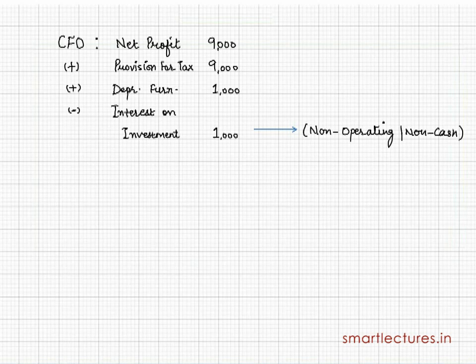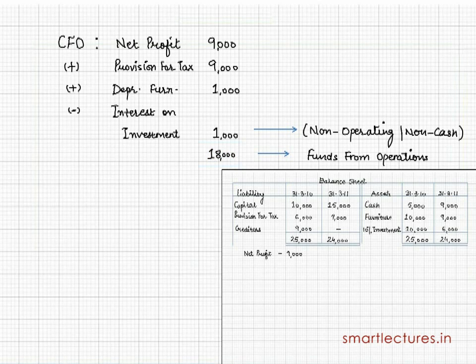I will have to deduct it from the net profit. So minus interest on investment rupees 1,000. So total 18,000. So I can call it funds from operation, rupees 18,000, because this is the net profit without effect of cash transaction and non-operating transactions. But still, we have to remove the effect of working capital transactions.